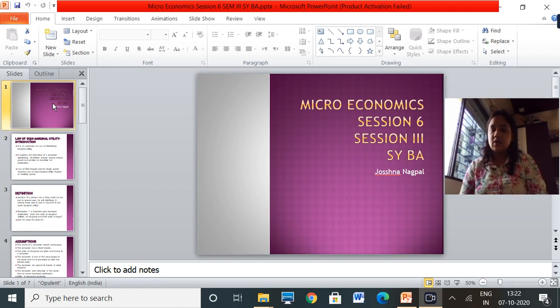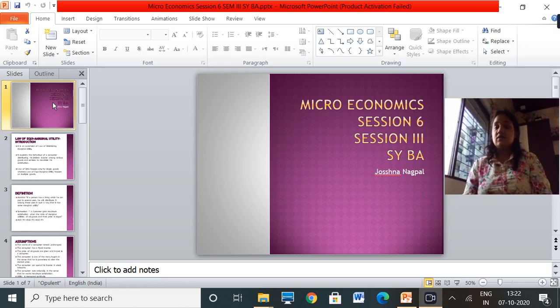It was assumed that in this case marginal utility could be measured in numbers. Alfred Marshall is one of the persons who says that marginal utility can be measured in numbers. Based on this assumption, we studied the law of diminishing marginal utility. Diminishing means to decrease, marginal means with every additional unit, and utility means the want satisfying power of a commodity. So we have studied this law.